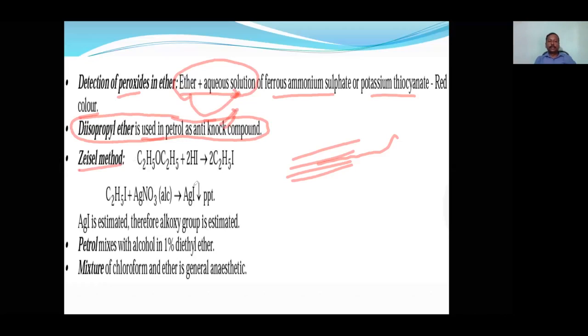Then the Zeisel method is used to precipitate the silver iodide. So this is used in the AgI estimation. Understood? And petrol is mixed with 1% diethyl ether, and a mixture of chloroform and ether is a general anesthetic. That means you will start losing control of your body. Okay, so this is about the properties.